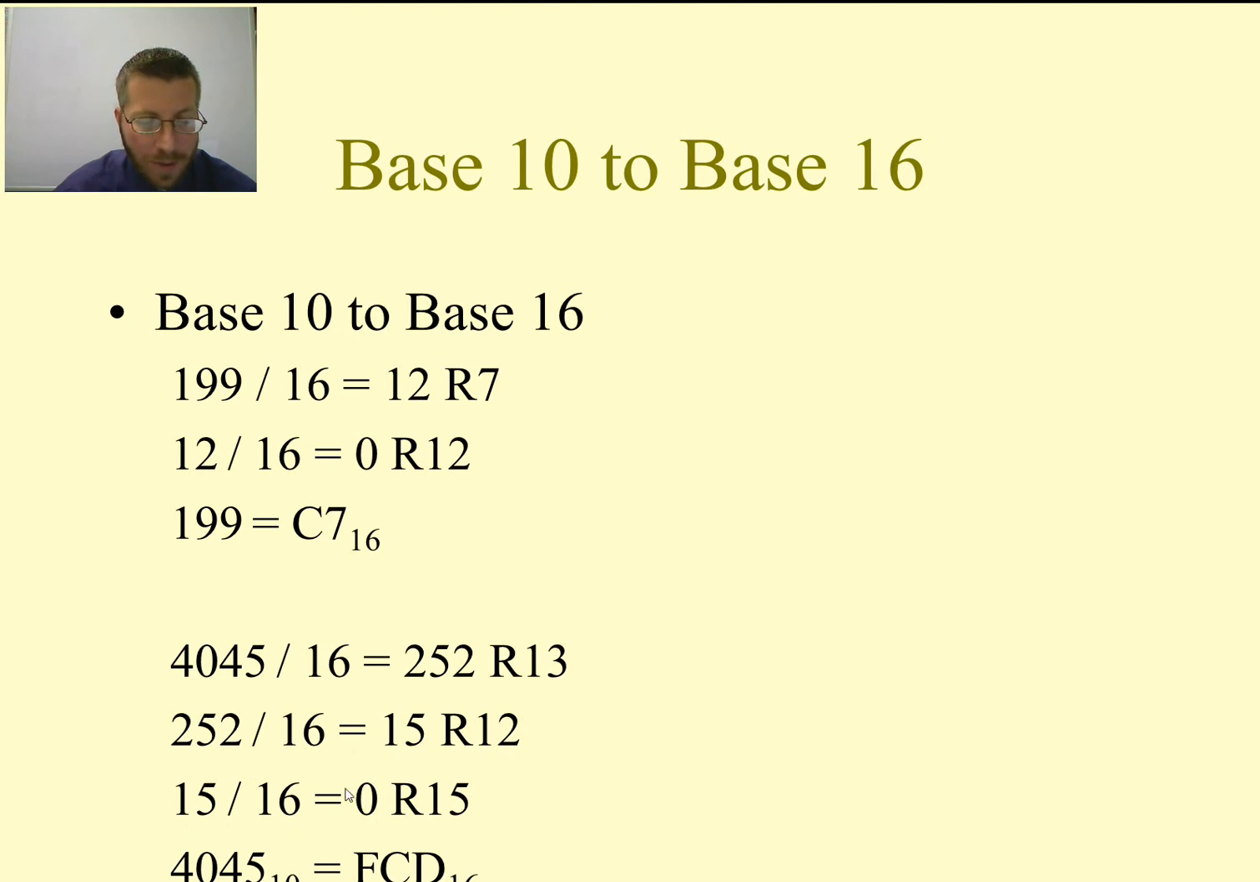I start copying up from the remainders from the bottom because I had a 0 as my quotient. So 15 in hexadecimal is the letter F, 12 in hexadecimal is the letter C, and 13 in hexadecimal is the letter D. So you see that my hexadecimal number is going to be FCD, and that will be the decimal number 4045. So it took us 4 characters to write it in base 10, and it only took us 3 characters to write it in base 16.